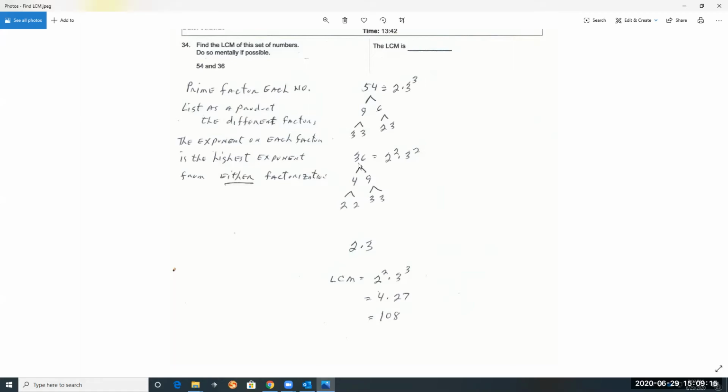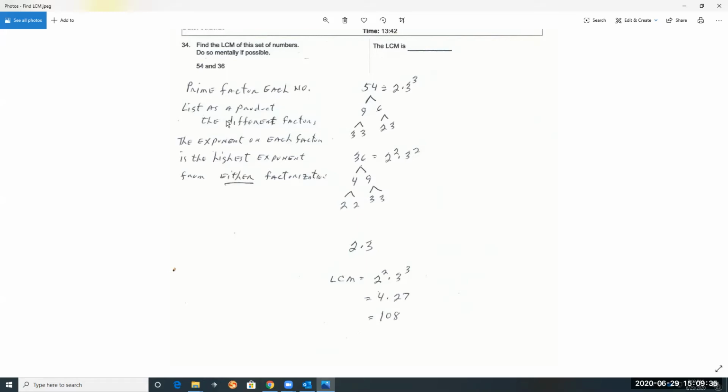Do the same thing for 36. 36 is 4 times 9. 4 is 2 times 2. 9 is 3 times 3. Written concisely, 36 is equivalent to 2 squared times 3 squared. So we have now prime factored each number.